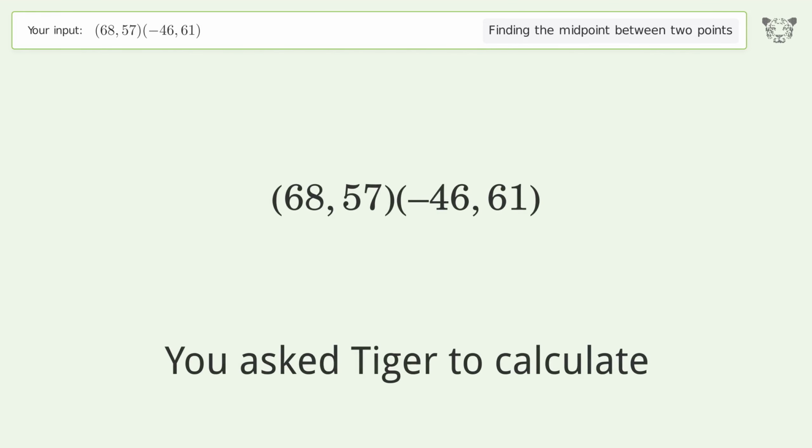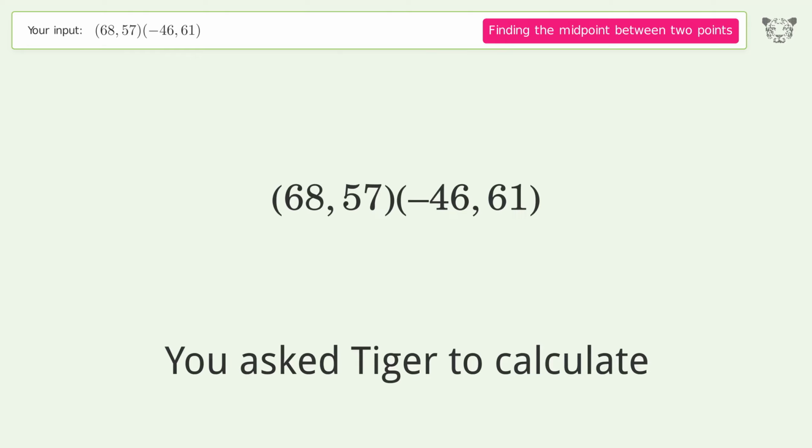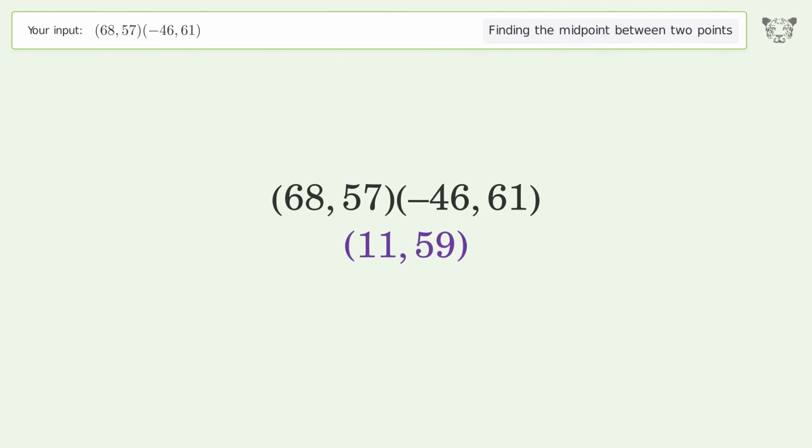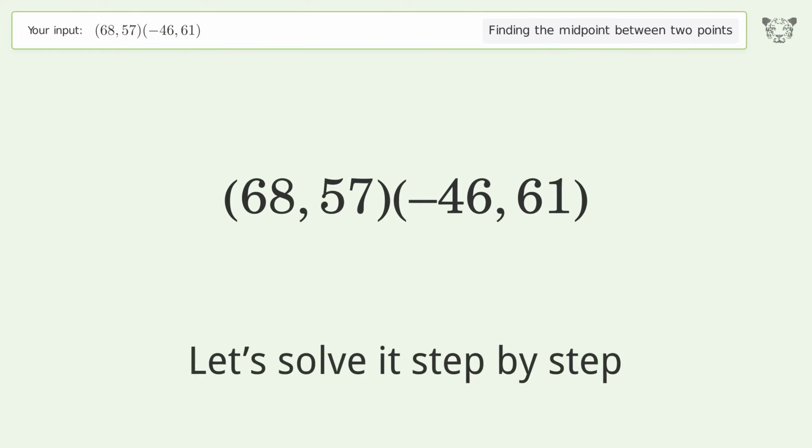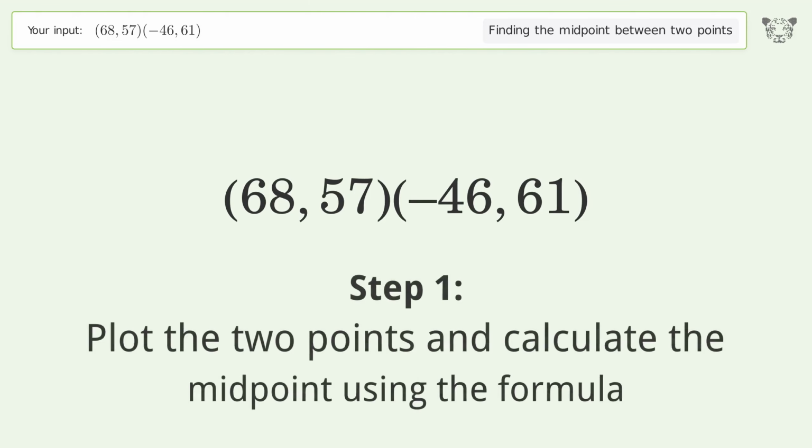You ask Tiger to calculate. This deals with finding the midpoint between 2 points. The midpoint between the 2 points is 11,59. Let's solve it step by step. Plot the 2 points and calculate the midpoint using the formula.